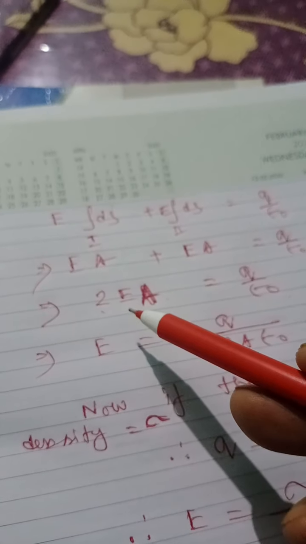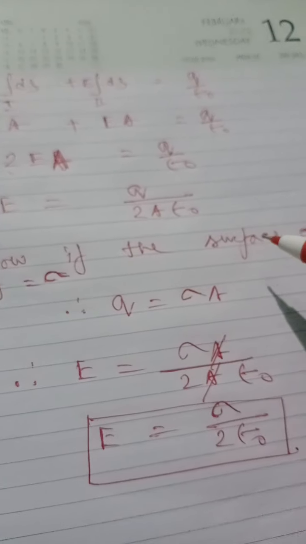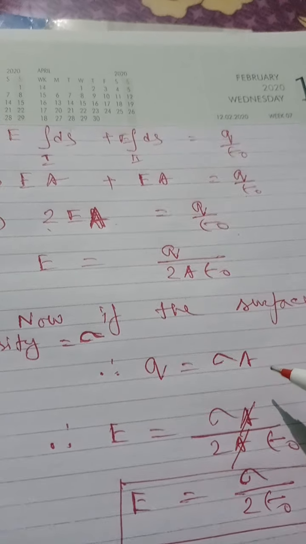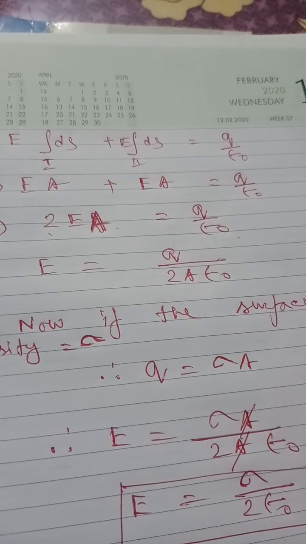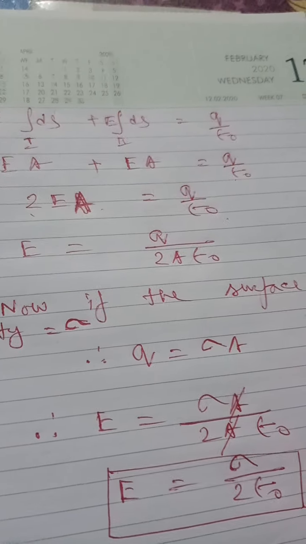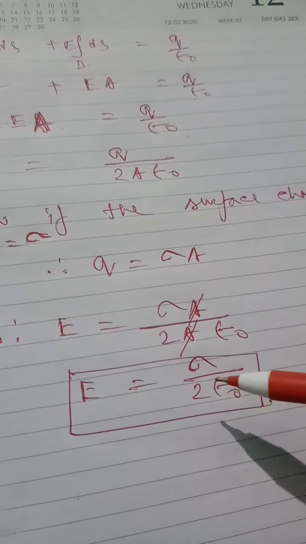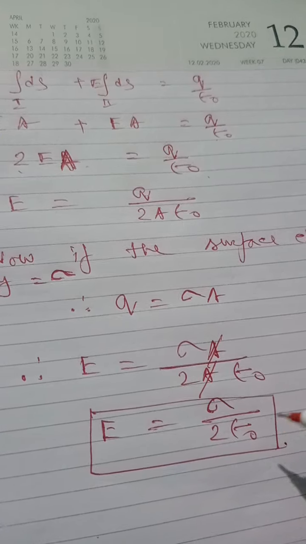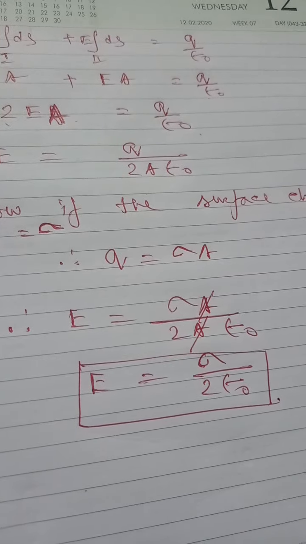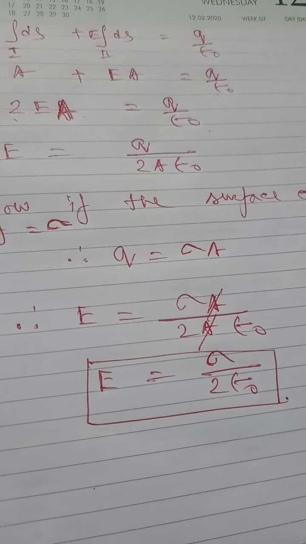So E is equal to q by 2A epsilon naught. Now if the surface charge density is sigma, so we can write q is equal to sigma A. So sigma is the charge per unit area. So for the area A, what is the charge? Sigma A. So in place of q, we put sigma A, then we cancel this A, we get E is equal to sigma by twice epsilon naught. So this is the total thing.